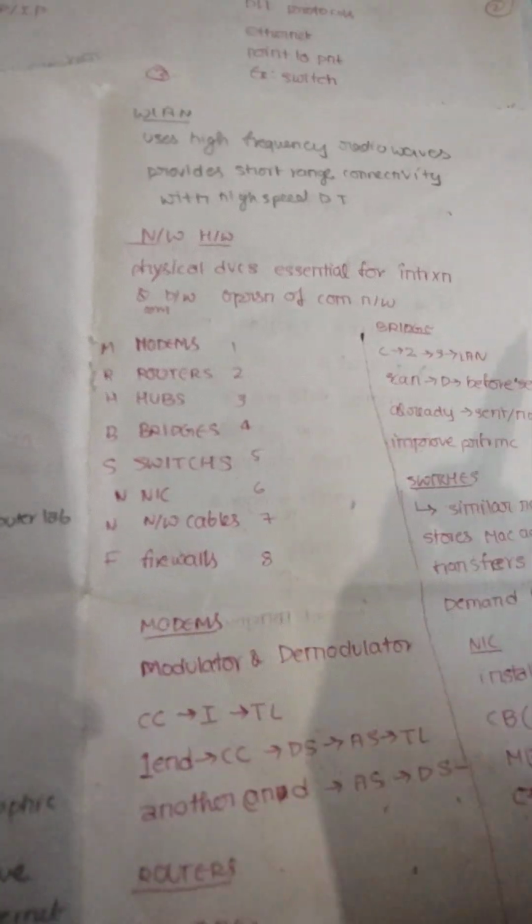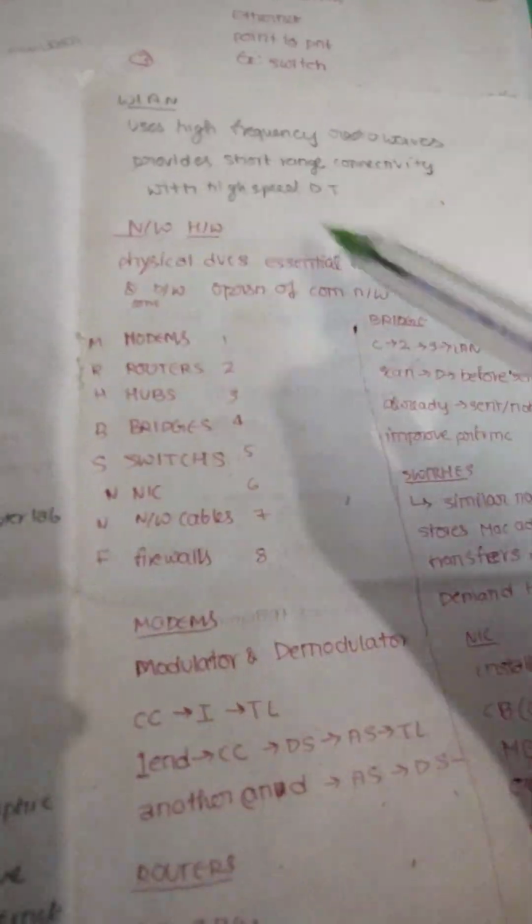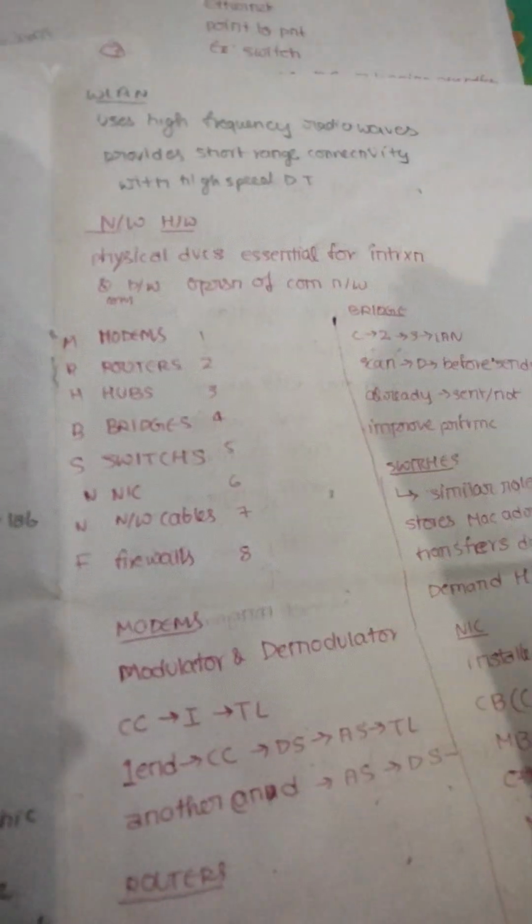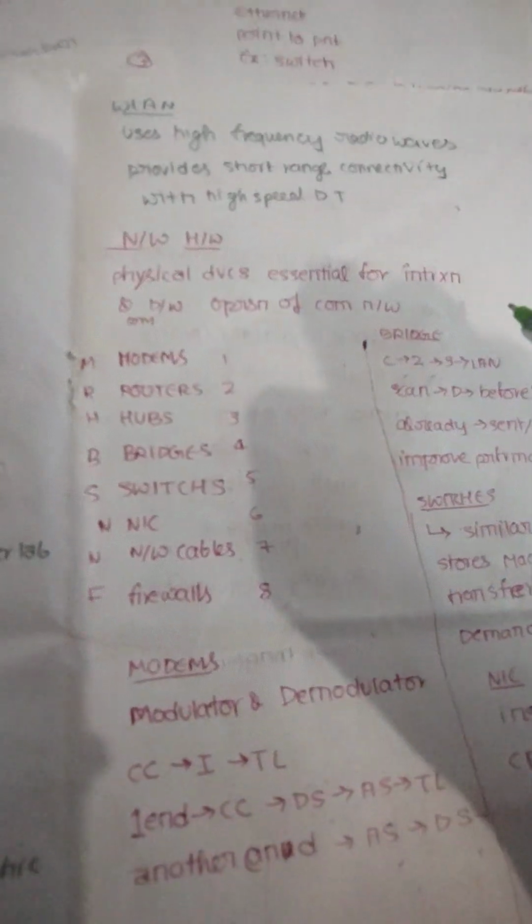There are also two other types, that are WLAN and SAN. SAN is storage area network and WLAN is wireless local area network. Here it uses high frequency. It is used with radio waves. It provides short range connectivity with high speed data transfer.